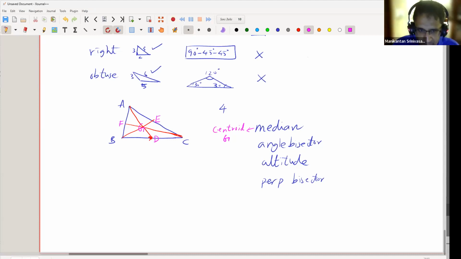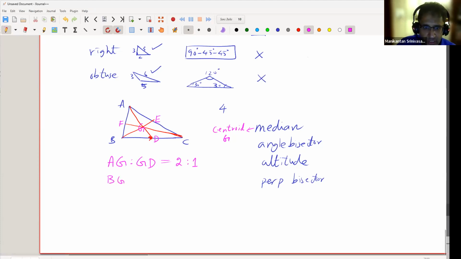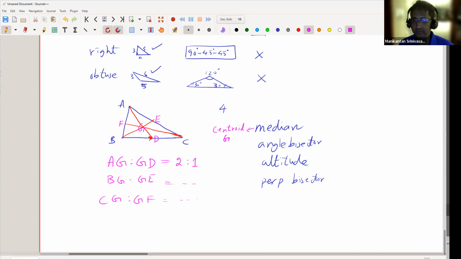Now, the main property here is that AG to GD will be 2:1. So the centroid will split the median in the ratio 2:1, and that's obviously true for the other two as well. So BG to GE will also be 2:1, and the other one, CG to GF, will also be 2:1. Same thing. So that's the main thing with the centroid.